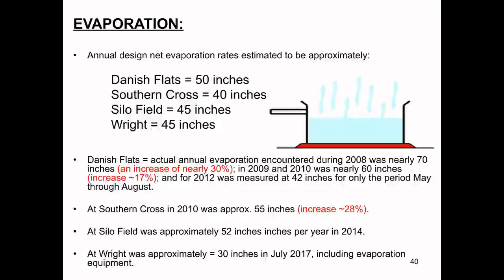So at the different facilities where the evaporation was estimated at 50 and 40 and 45 inches, when the liner was placed in there and then actual evaporation was measured, the increases were about 17 to 30% higher because of the liner over time.